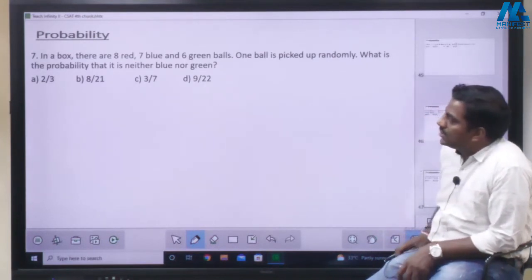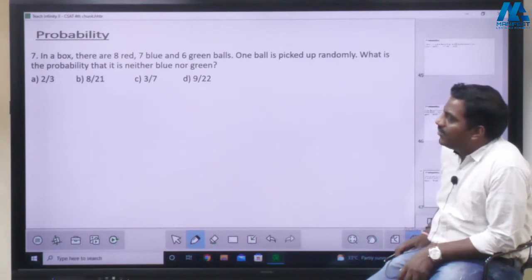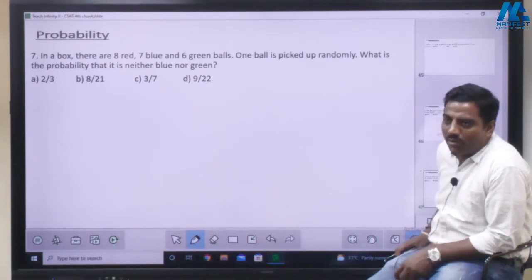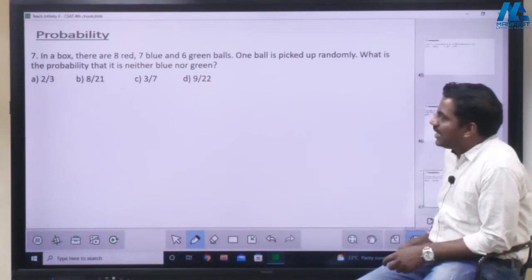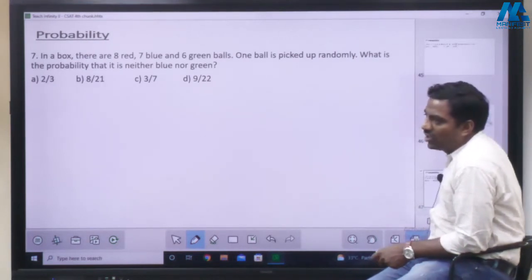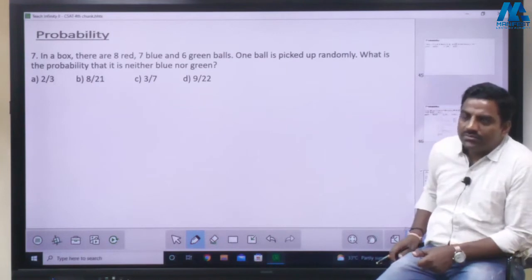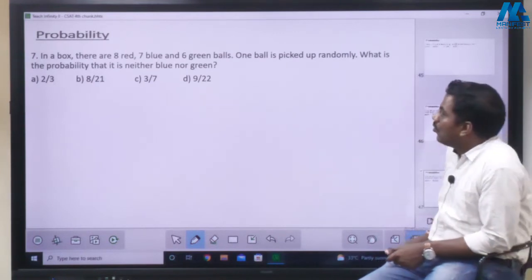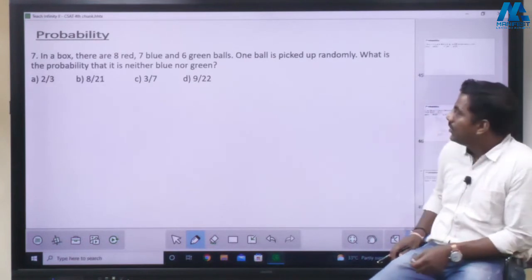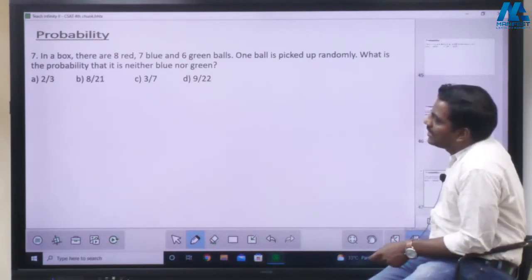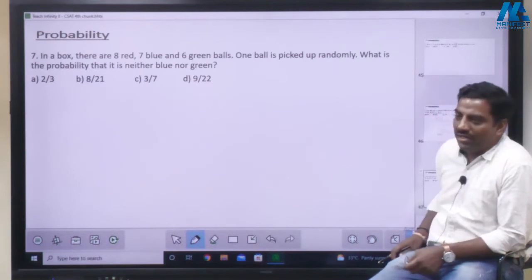In a box, there are 8 red. See, yesterday we had got a similar problem, right? 8 red, 7 blue, and 6 green. So totally how many are there? 21. One ball is picked up randomly. What is the probability that it is neither blue nor green?